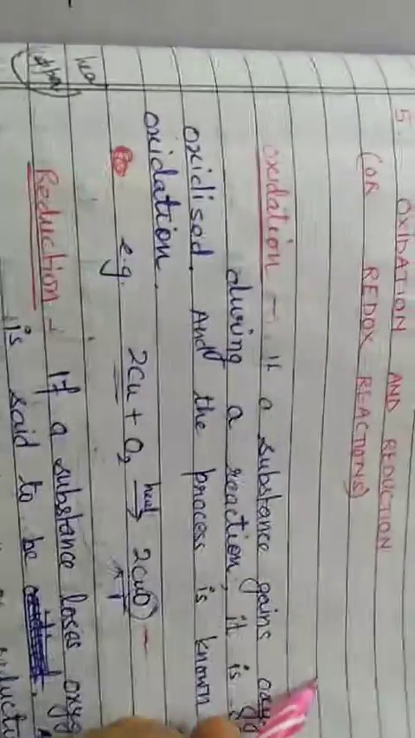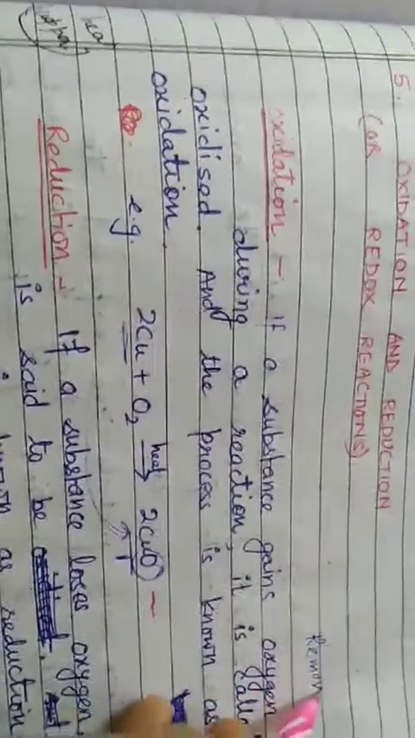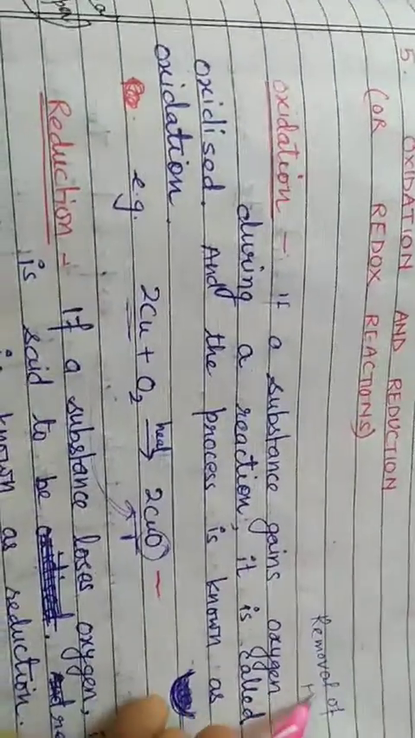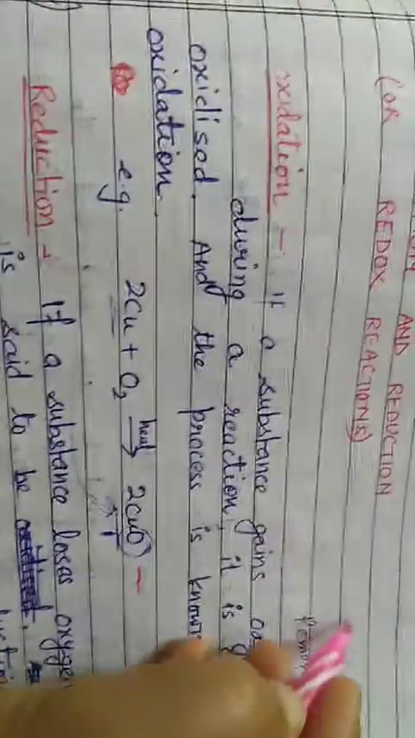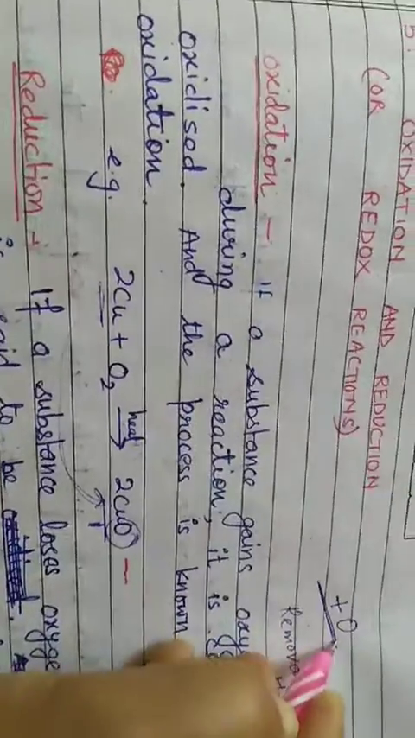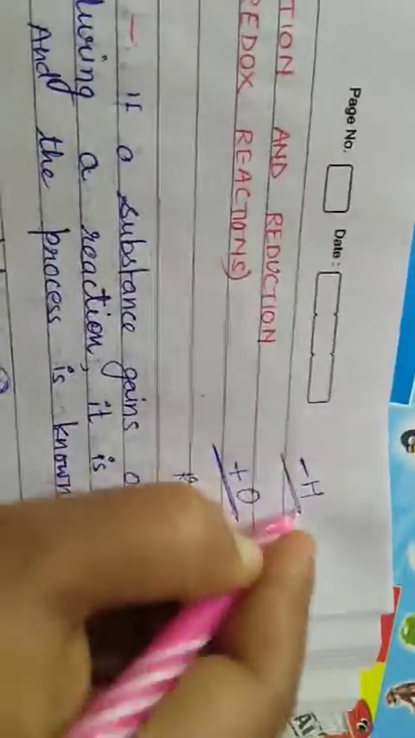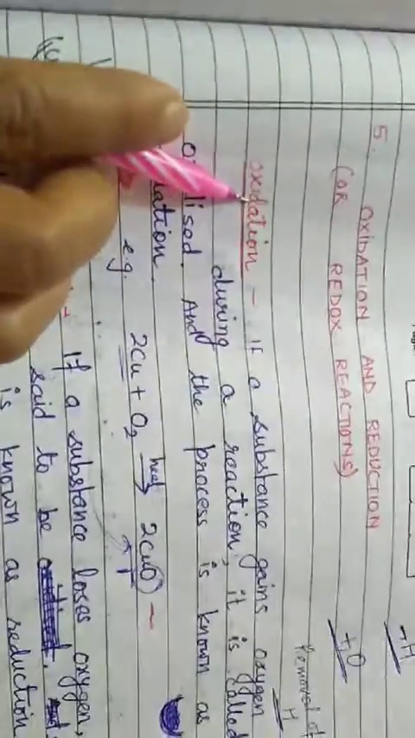The other term which you can say is removal of hydrogen. You can say if there is plus O, oxygen is adding, or you can say minus H, hydrogen is removing. So both the cases will be considered as oxidation.